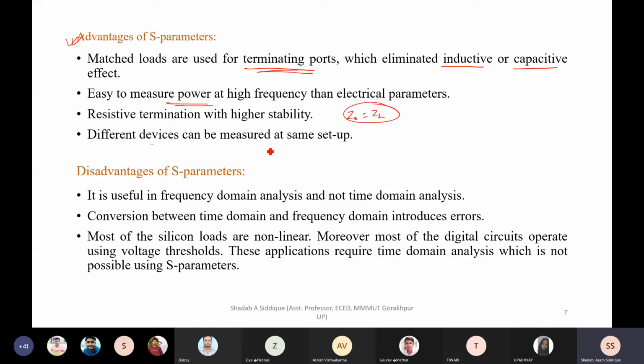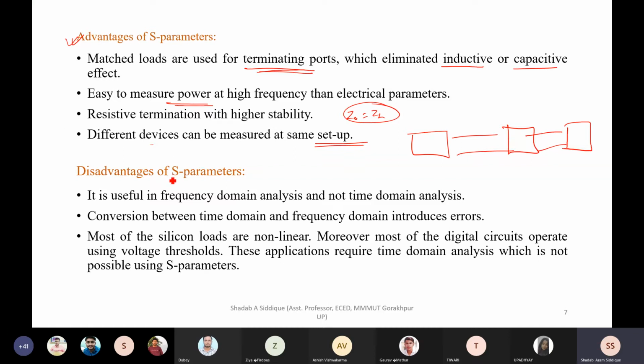Different devices can be measured with the same setup. You have the setup, the network, and at the port we just change the devices. So on the same setup, we can take different types of devices and measure them. That is easy in S parameter analysis.